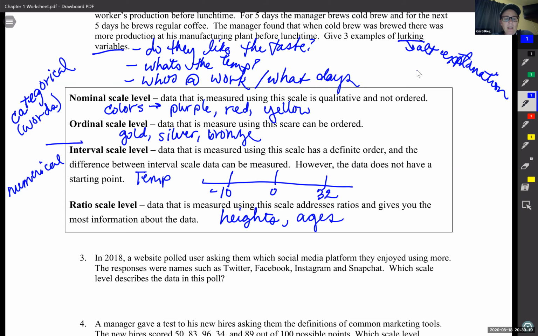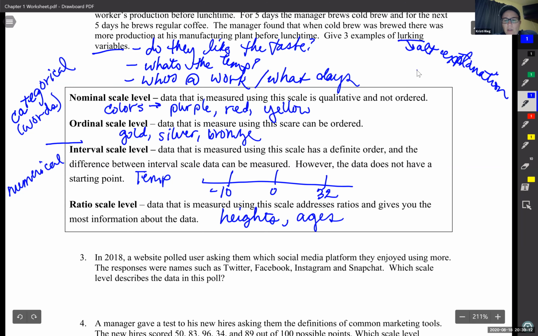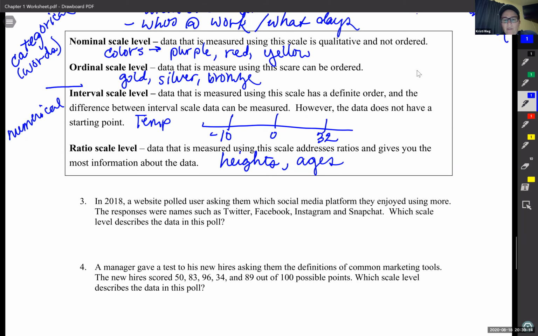All right, number 3. Ask them a question. The answers are Twitter, Facebook, Instagram, Snapchat. What scale is this? So it's words, so it's one of the top 2, but it is words that don't mean anything. Twitter does not mean a number. Facebook does not mean best. Instagram does not mean worst. Now you can have an opinion on which one you think is best, but it's not universal. So this would be a nominal scale.